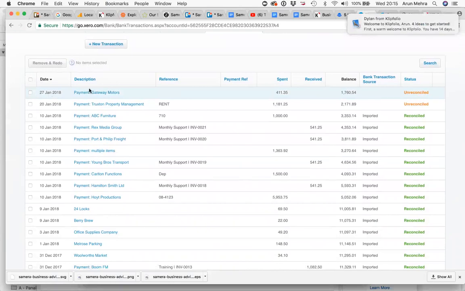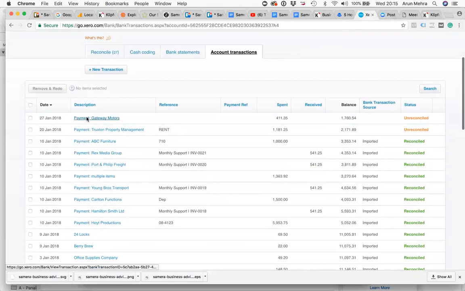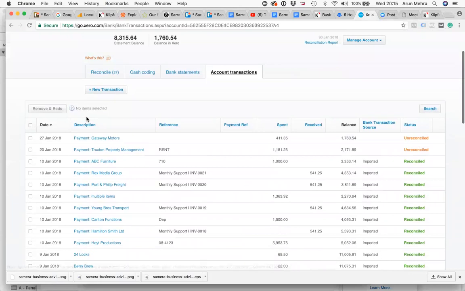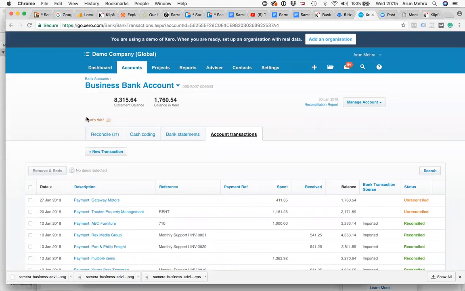So as you can see here, 27th of Jan, a payment from Gateway Motors. What this is telling me is that the bank account is connected to your Xero account. This is done through secure ways of doing it. So if you're with Lloyds, Barclays, RBS, whoever, you can connect your bank account and all that information on your bank statement, so you never need to print a bank statement again. It's all coming into your Xero system, which can save a lot of time and a lot of headache. So that's the bank account.